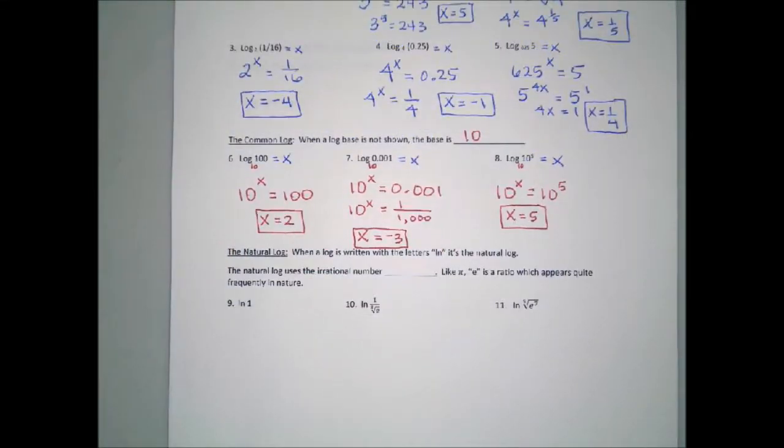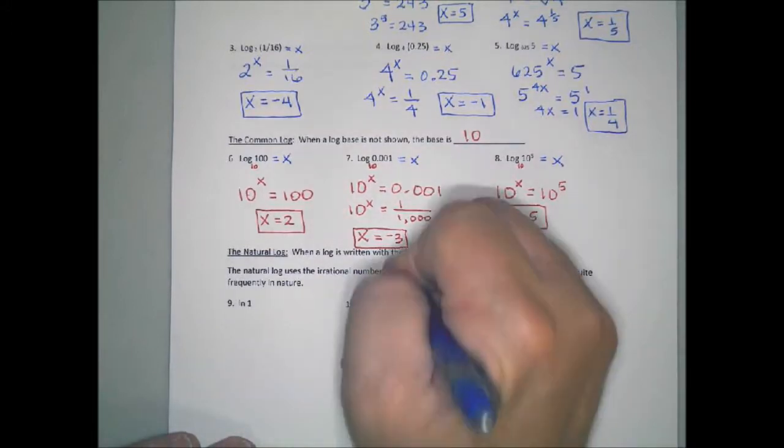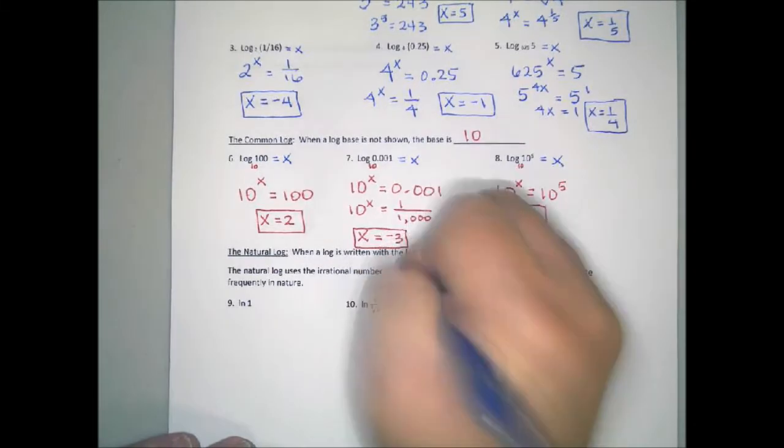For my next 3 examples, I'm going to use something you might not be familiar with until this objective, and that is the natural log. We already know a symbol that represents an irrational number, and that's pi. Well, there's another one in math, and that symbol is e. Now, it's not a variable. It's actually a symbol, just like pi is a symbol. It's called the natural log. The natural log uses the irrational number e.